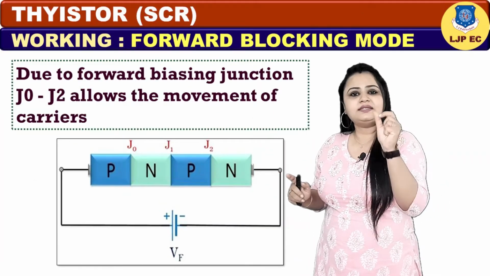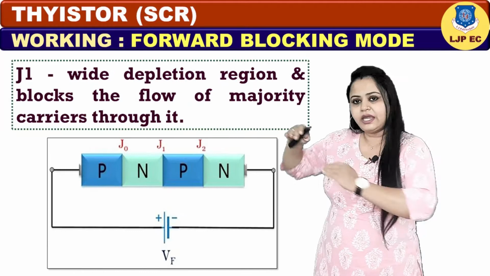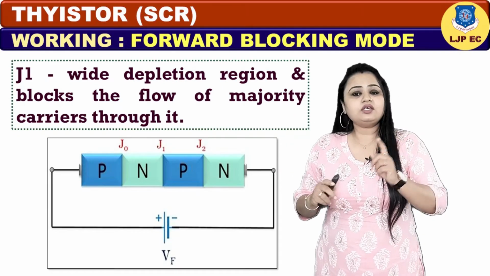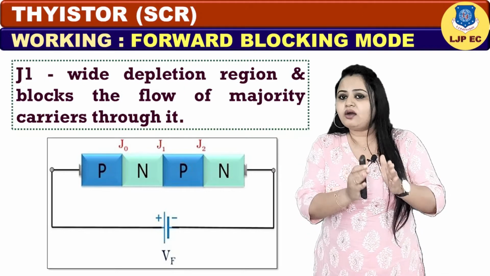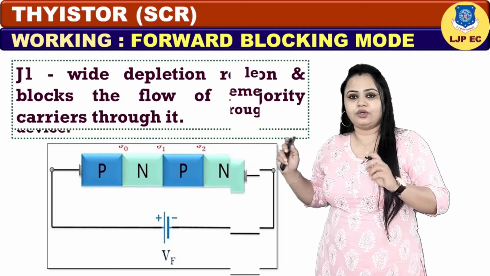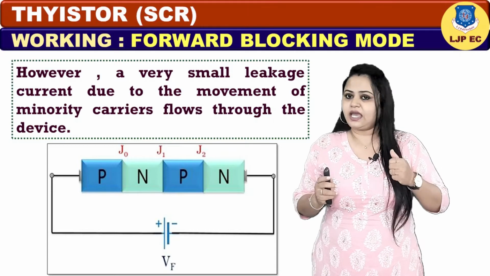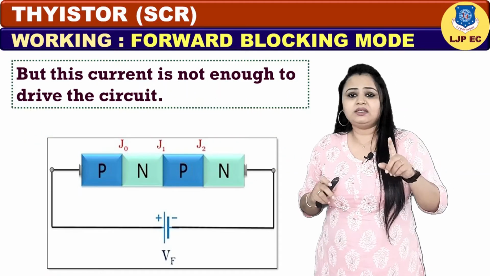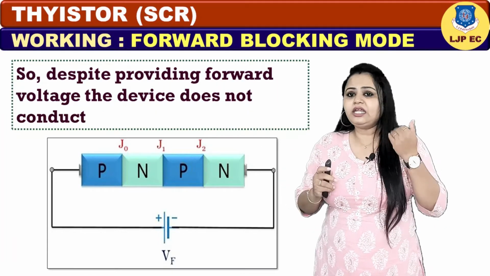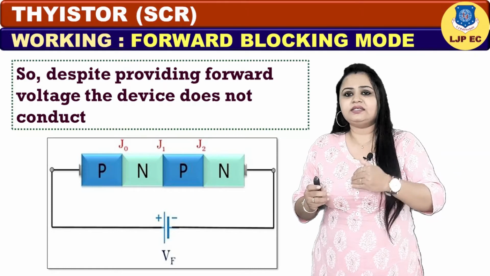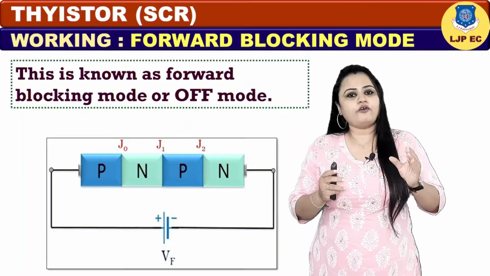Due to forward biasing, junction J0 and J2 allow the movement of the carriers, but the intermediate junction J1, because of reverse applied potential, generates a wide depletion region and blocks the flow of majority carriers through it. However, a very small leakage current due to movement of minority carriers flows through the device, but this current is not enough to drive the circuit. So, despite providing forward voltage, the device does not conduct. This is known as forward blocking mode or off mode.